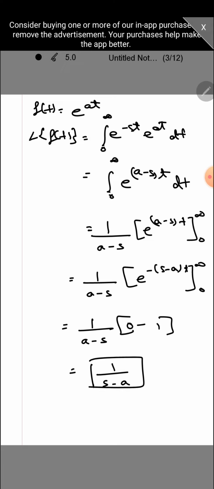Clear? 1 over s minus a. So s will be greater than a. Got it? This is the second elementary function you have. Okay, moving on to the next elementary function. So the next elementary function is f(t) equals sin at.